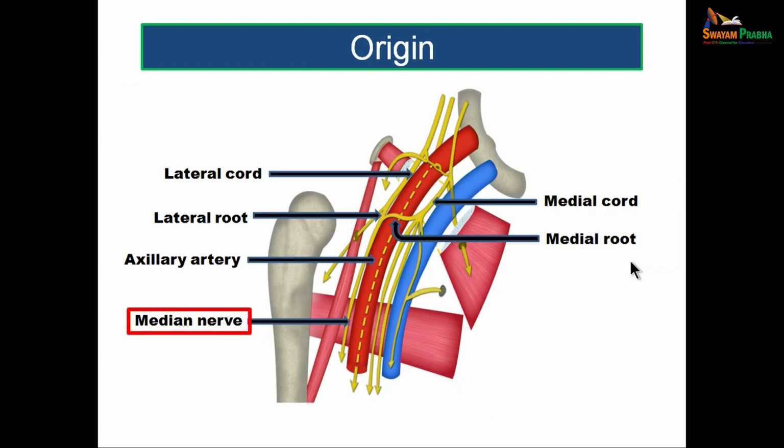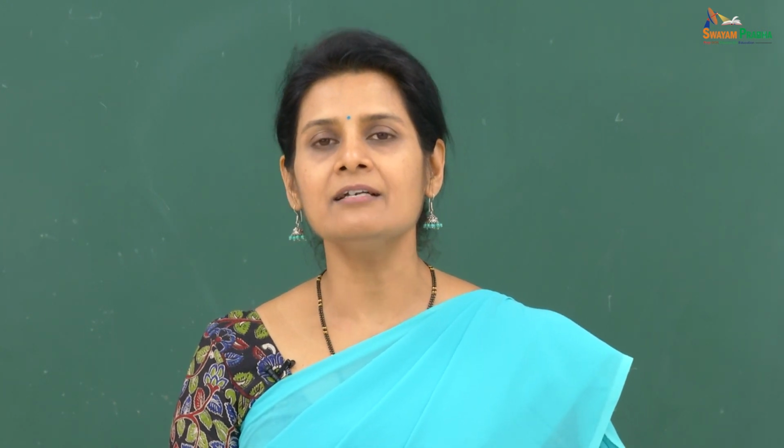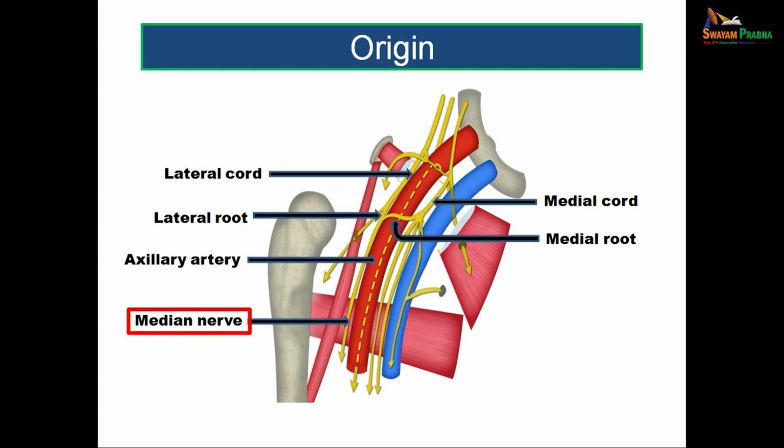Let us look at the origin of median nerve. Median nerve is a branch coming from the brachial plexus. As we all know, brachial plexus has a supraclavicular part and an infraclavicular part. The lateral cord and the medial cord, which are the parts of the brachial plexus giving origin to median nerve, will be in the infraclavicular part in relation to the axillary artery, as their name suggests. So you find the lateral cord lying lateral to the axillary artery and the medial cord lying medial to the axillary artery. The second and third part of the axillary artery will be related to this.